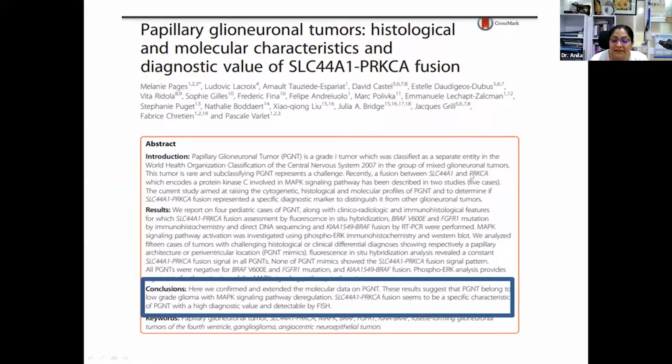initially, for these papillary glioneuronal tumors, this was a study done by Pages, and here they have concluded that we confirmed and extended the molecular data on the PGNT, and these results suggest that PGNT belong to the low-grade gliomas with MAP kinase signaling pathway deregulation, and this fusion seems to be a specific characteristic of the papillary glioneuronal tumor with a high diagnostic value and is detectable by FISH.